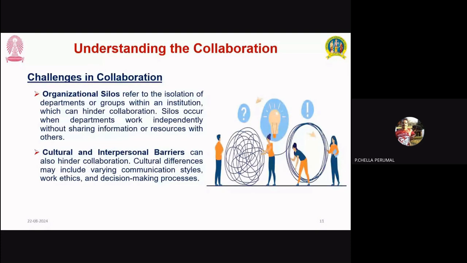So, overcoming these barriers requires building cultural competence, developing mutual respect, and promoting a collaborative culture where differences are seen as strengths rather than obstacles.